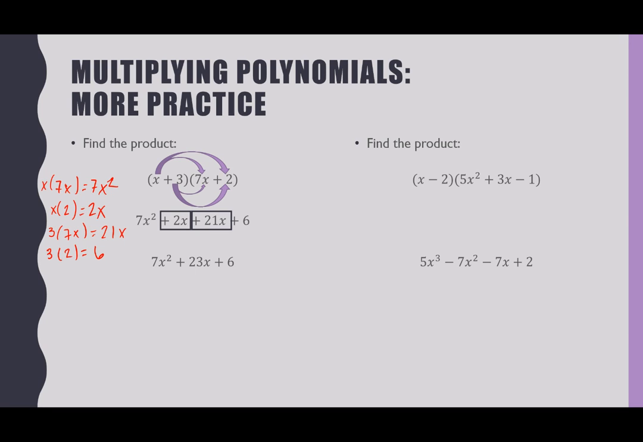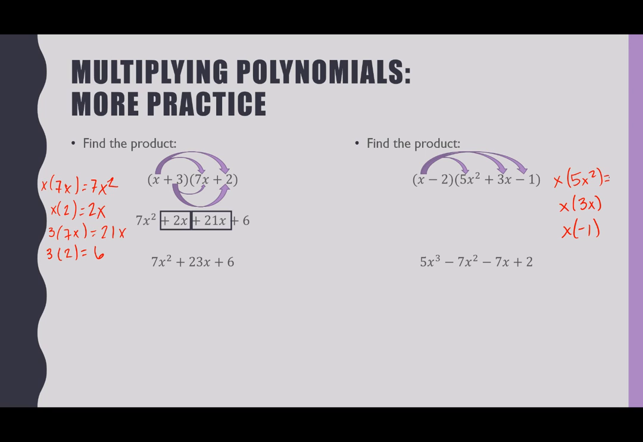Hopefully you were able to get this. So again, walking through it step by step, distribute the first term in the first set of the parentheses to each term in the second set of parentheses. So writing it off to the side here, let me make sure I go in order for you guys. x times 5x squared, and then we have x times 3x. And then I have x times negative 1. Notice whenever there's a minus sign, I include it as a negative for my term.